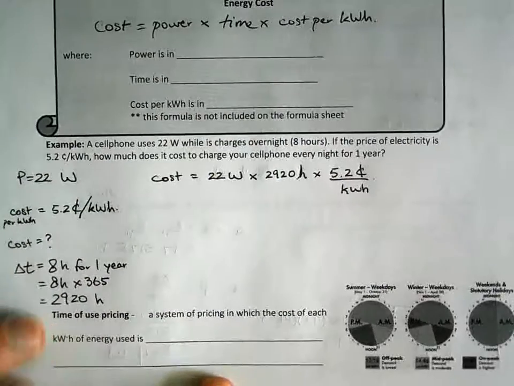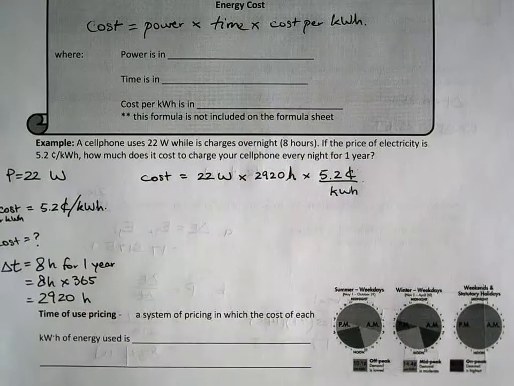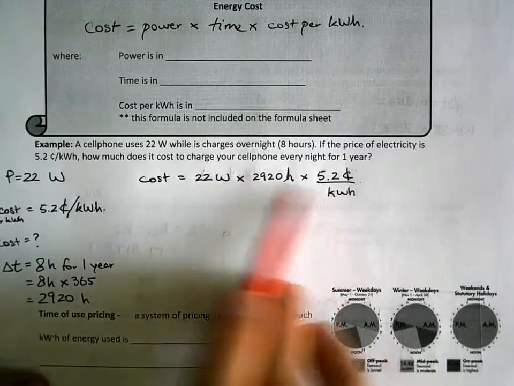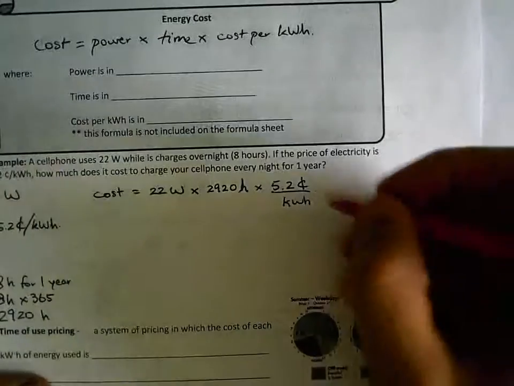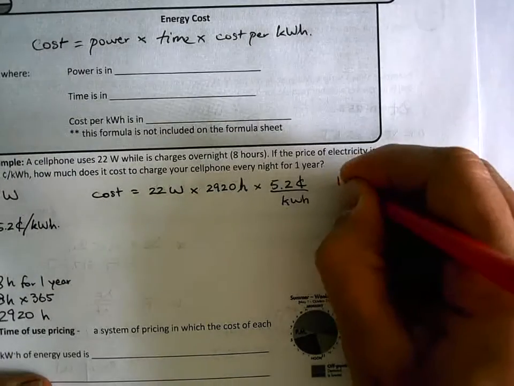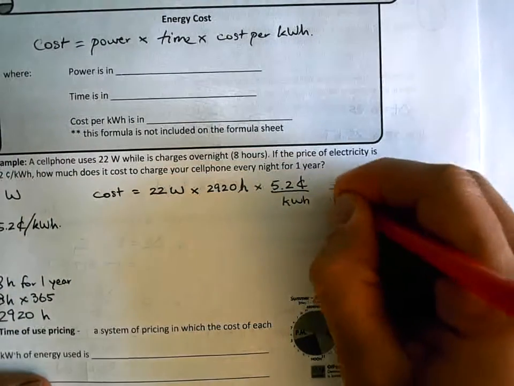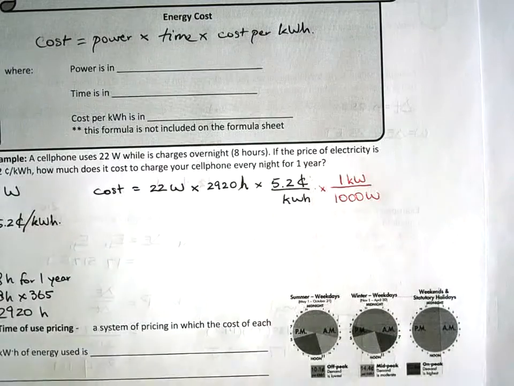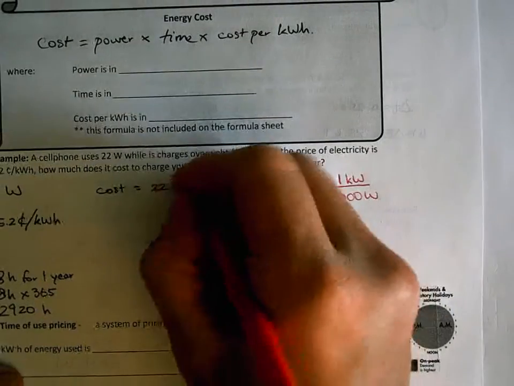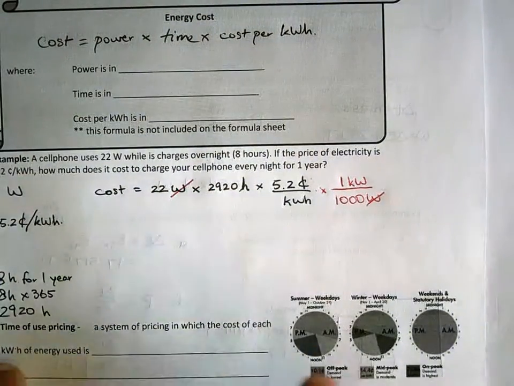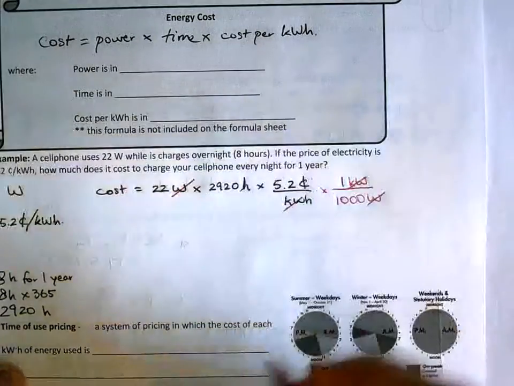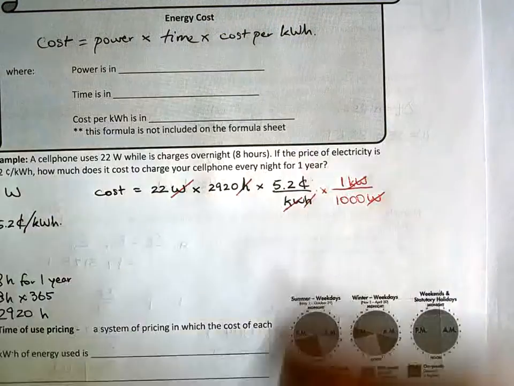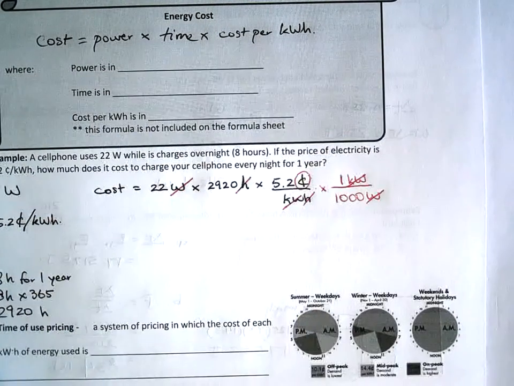Now, let's see if we can do some conversions here. Well, I unfortunately can't cancel out the watts and kilowatts because they're not the same unit. So let me put 1 kilowatt up here. That's equal to 1,000 watts. Let's see how things cancel out now. So watt and watt cancels out. Kilowatt and kilowatt cancels out. Hour and hour cancels out. So my only remaining unit left is cents.